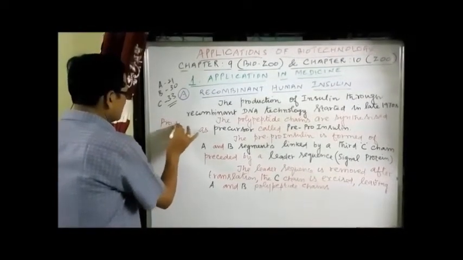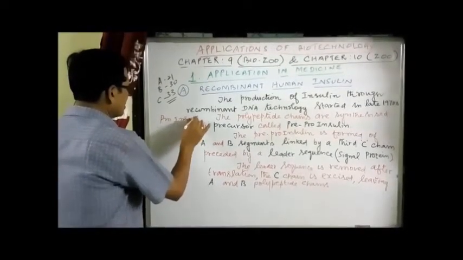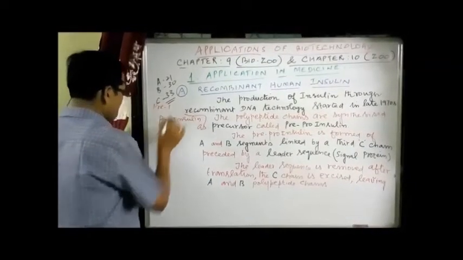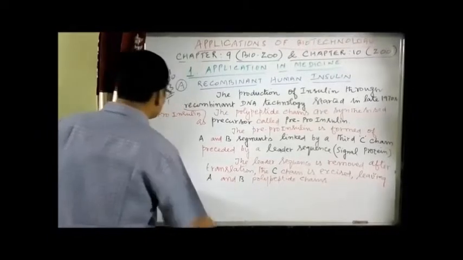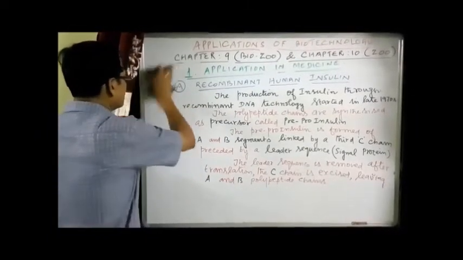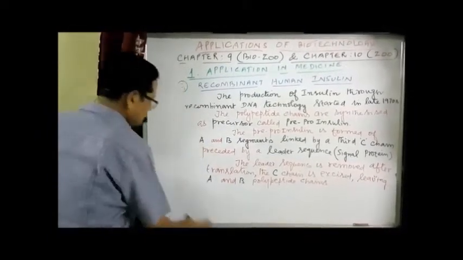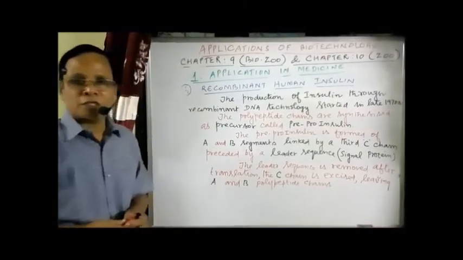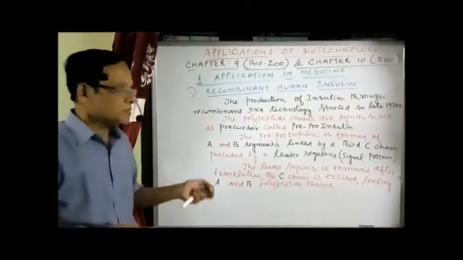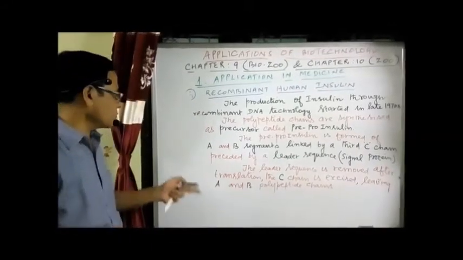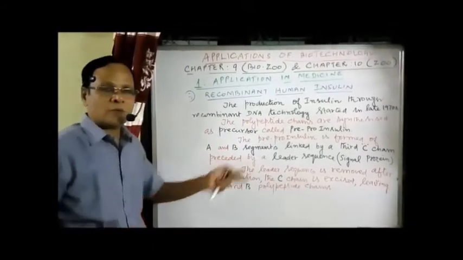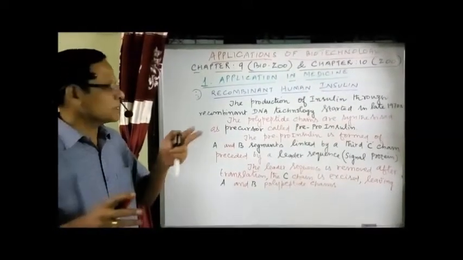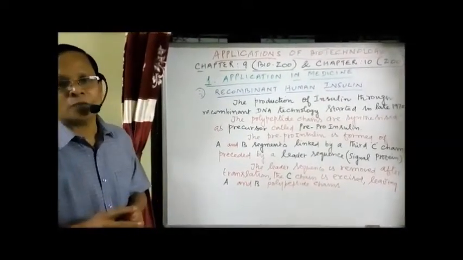There is insulin, there is a second product, and before that we have pre-proinsulin. I'll write it down later. Now the leader sequence is removed after the translation process, and then the C chain is removed. Then we are left with the A and B polypeptide chains, which are linked together by means of a disulfide bond, resulting in human insulin hormone.